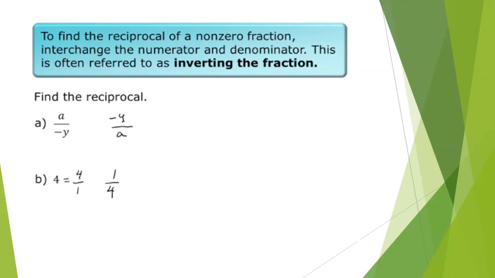It's going to change the whole concept. It means something completely different. 4 over 1 is actually 4. 1 over 4 is actually a decimal. So they're completely different. So just remember, 4, finding the reciprocal, is actually 1 over 4.